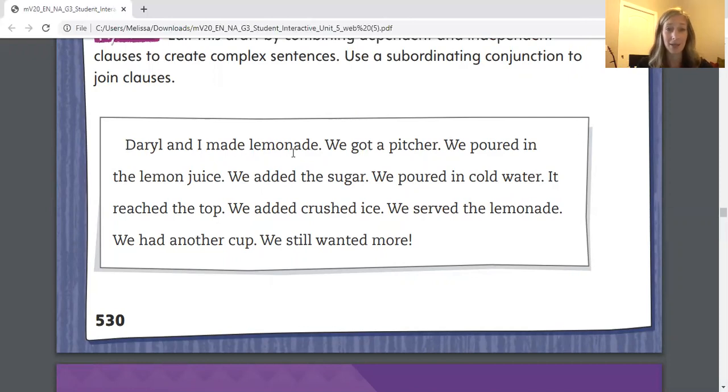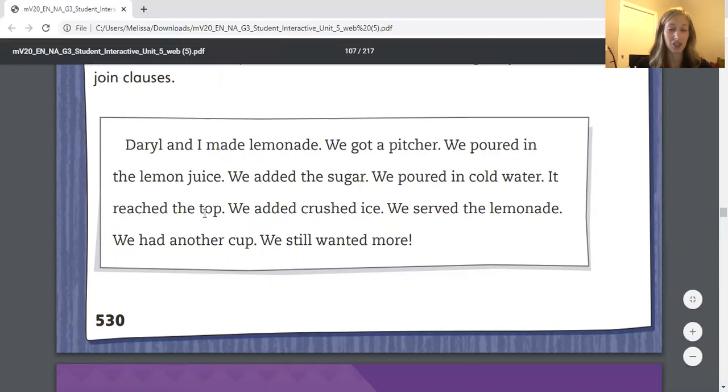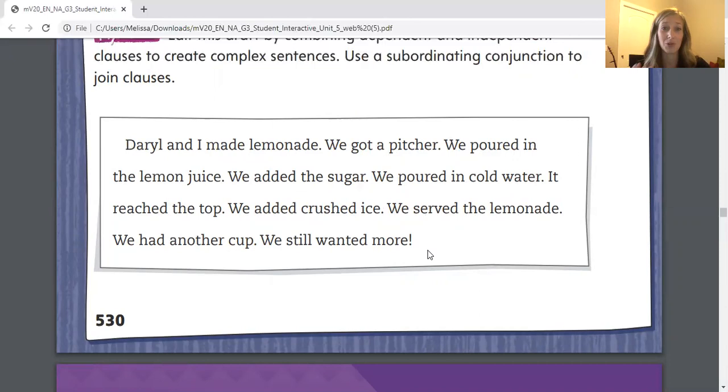Daryl and I made lemonade. We got a pitcher. We poured in the lemon juice. We added the sugar. We poured in cold water. It reached the top. We added crushed ice. We served the lemonade. We had another cup. We still wanted more. Okay, do you see how these are really simple sentences? And we need to combine some of them to make more complex sentences.